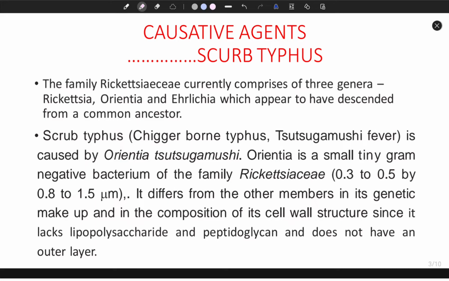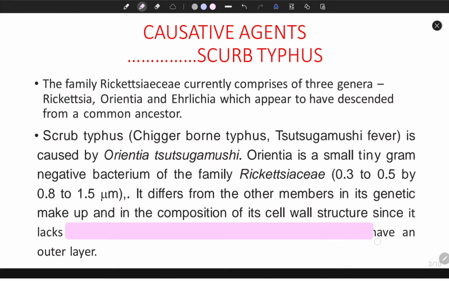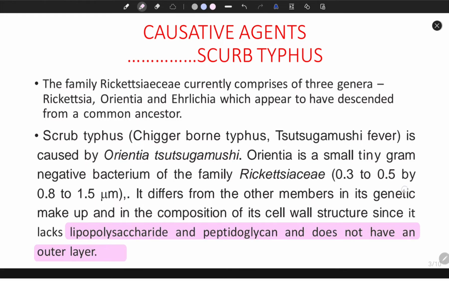Orientia is a small, tiny gram-negative bacterium of the family Rickettsiaceae, 0.3 to 0.5 by 0.8 to 1.5 micrometer. It differs from the other members in its genetic makeup and in the composition of its cell wall structure, since it lacks lipopolysaccharide and peptidoglycan and does not have any outer layer.